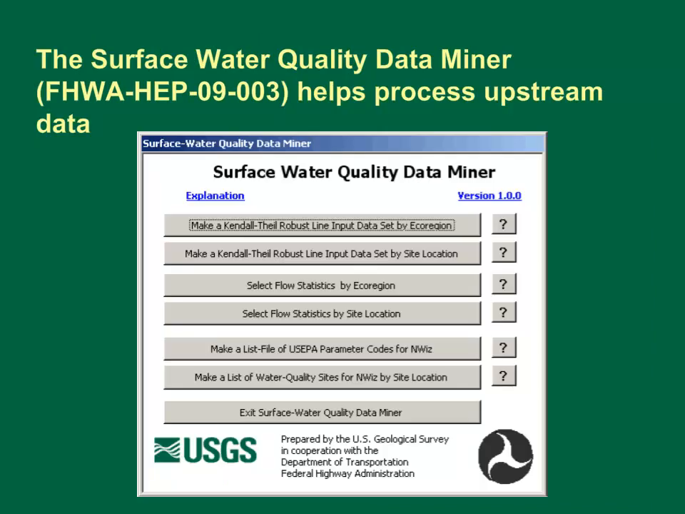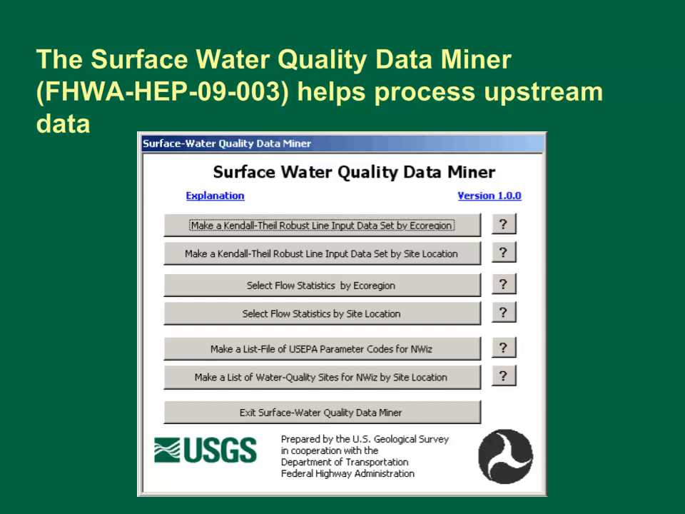The Surface Water Quality Data Miner, documented in the Background Water Quality Report, FHWA-HEP-09-003, helps process the data. We won't cover this in the training class, but I want you to know that it exists for your use. It has a number of tools, but the top 2 buttons allow you to make the Kendall-Teal Robust Line input files that can be used to develop transport curves. A populated version of the Surface Water Quality Data Miner is included in the SELDM training materials available from the U.S. Geological Survey.